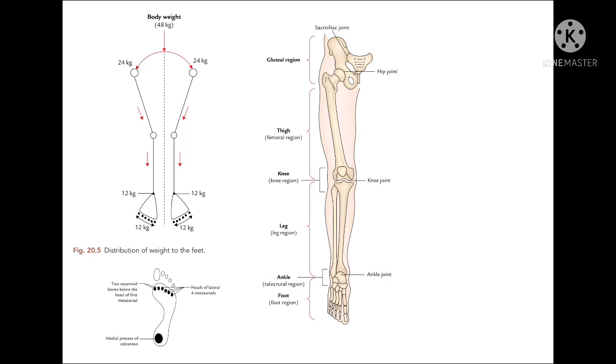That means if the 12 kg is distributed among the 6 points, then each point of contact will be supporting 2 kg. It means the great toe supports the double load of body weight as compared to the other toes of the body. Okay.